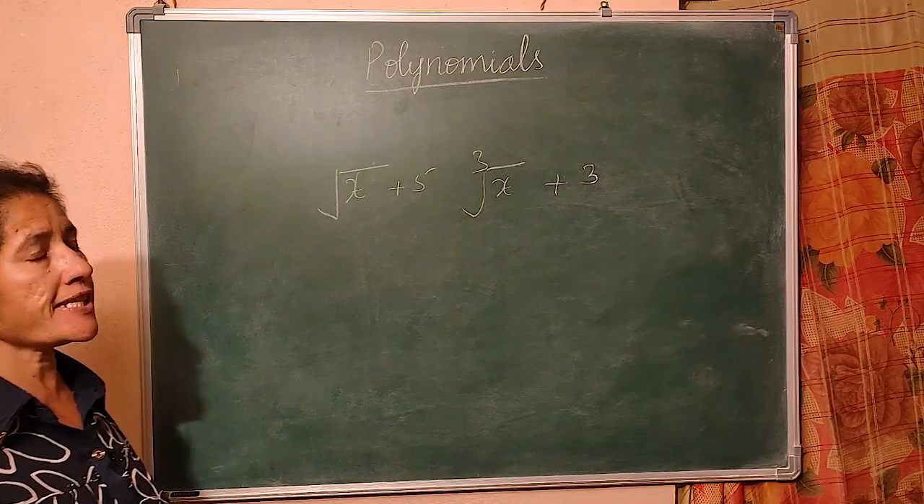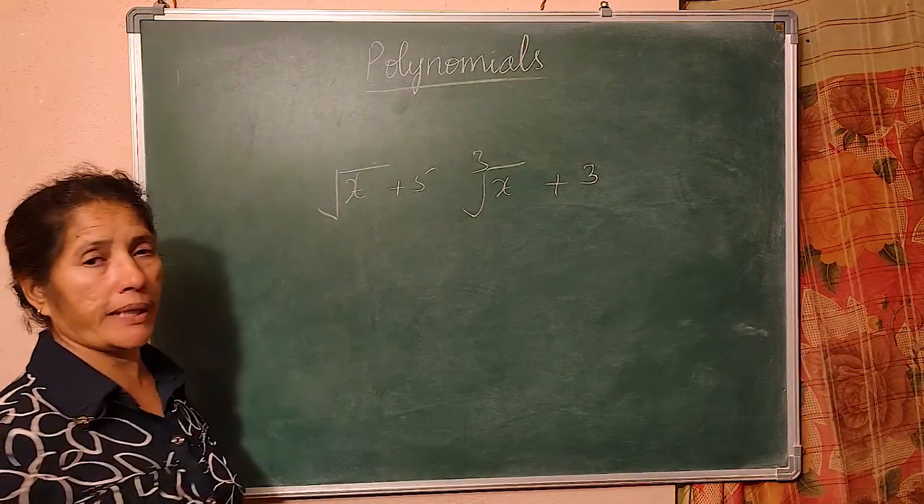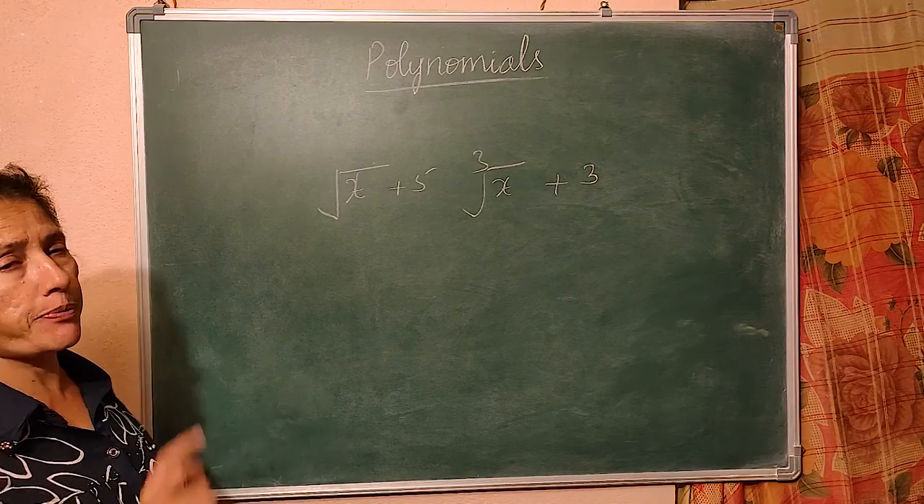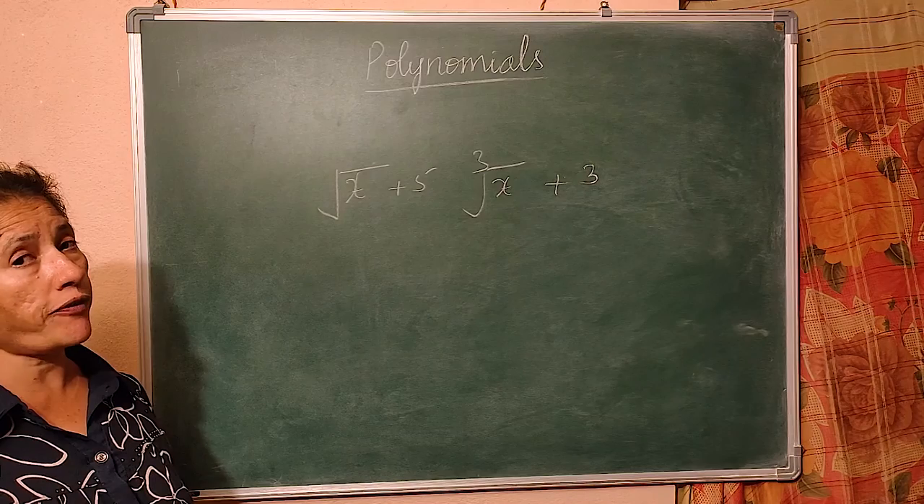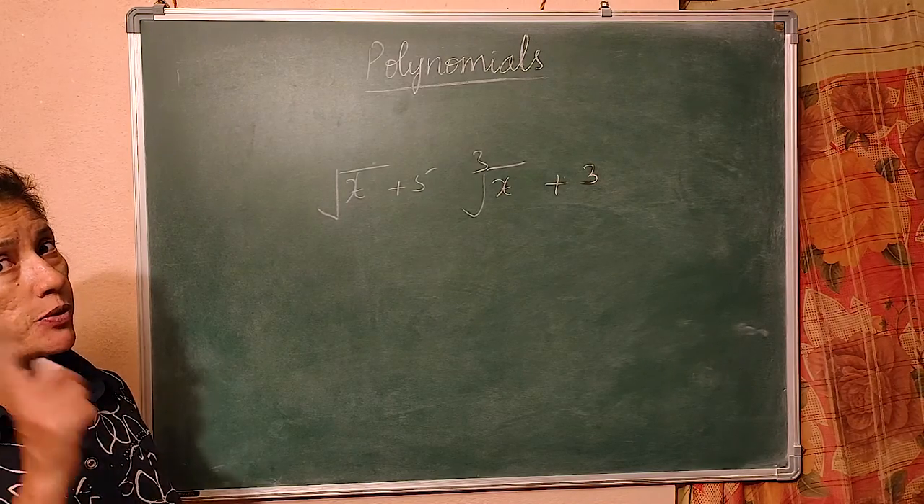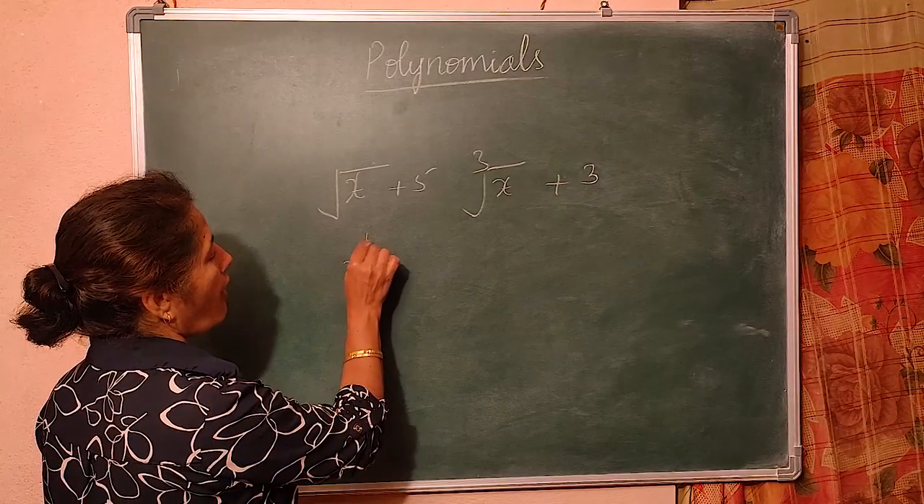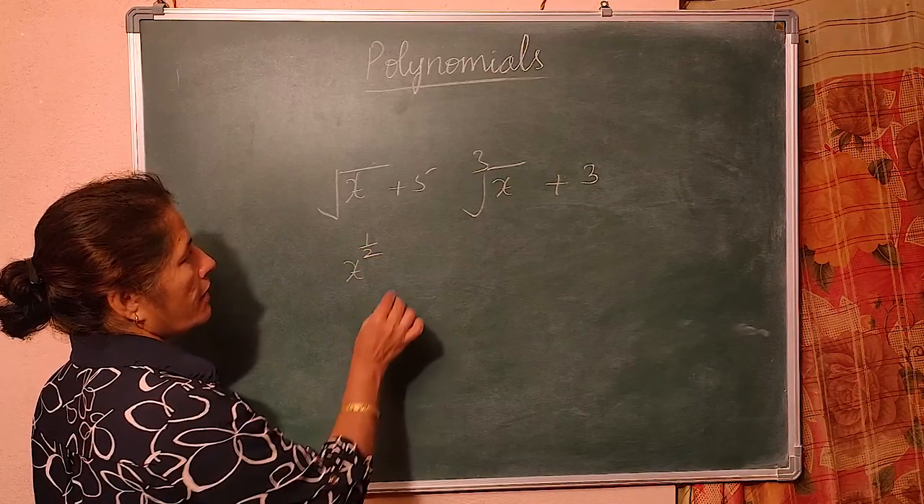Now, my question is: is this a polynomial? What do you say? Square root of x plus 5. Square root of x I can write using powers. Last year I taught you: x to the power of half plus 5.